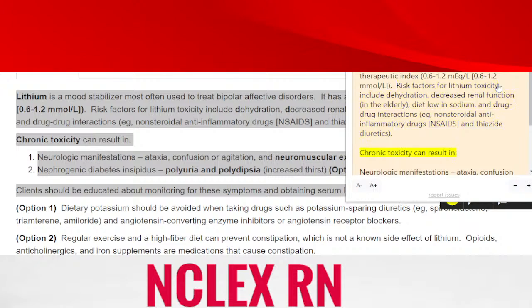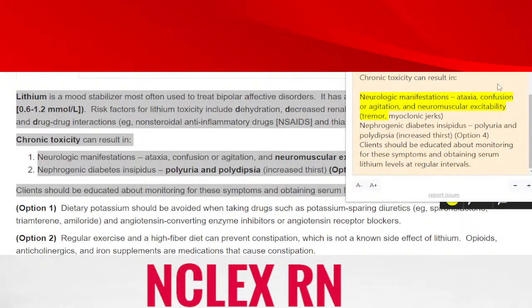Chronic toxicity can result in neurological manifestations, ataxia, confusion or agitation, and neuromuscular excitability, tremor, myoclonic jerks, nephrogenic diabetes insipidus, polyuria and polydipsia, increased thirst. Option 4. Clients should be educated about monitoring for these symptoms and obtaining serum lithium levels at regular intervals.